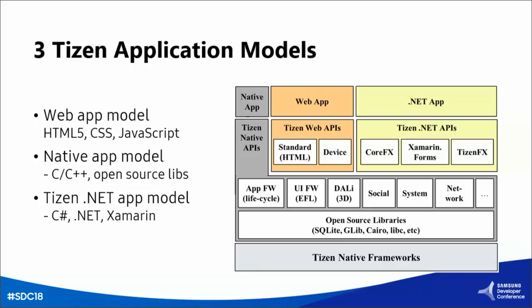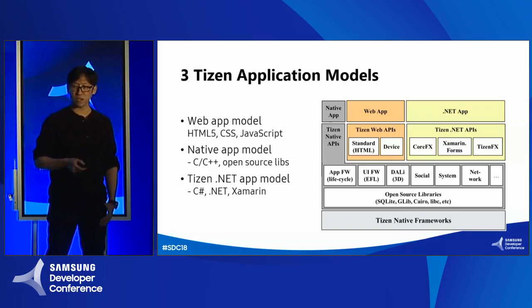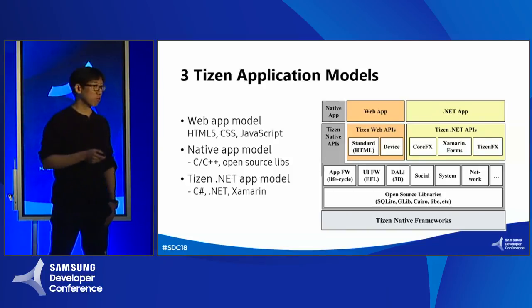So let me tell you about the Tizen platform from the perspective of an application developer. Currently there are 3 application models in Tizen. The first one we introduced was the web application model. So you can use web technology to create applications just like other platforms. But one drawback of web applications is that the performance is not as fast as native applications.